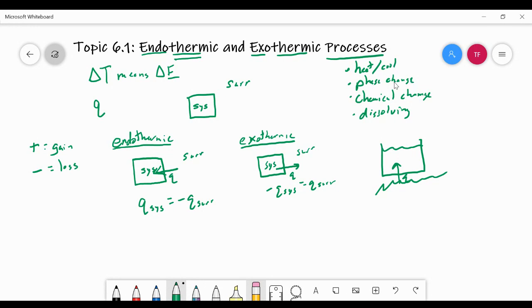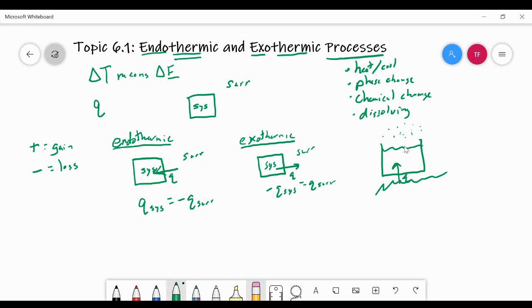What about phase changes? Let's think about the same pan of water. If we go from liquid water into gaseous water, does the gas have more energy or less energy than the liquid water? Well, each water molecule is moving faster as a gas than as a liquid. That means it gained energy. So boiling is an endothermic process. You have to add energy to a liquid to make it boil, to go to a gas. So boiling is an endothermic process.